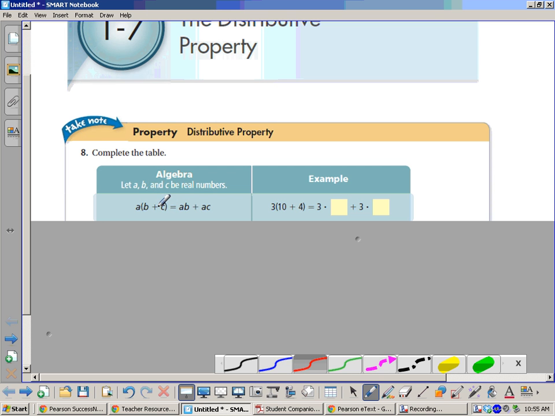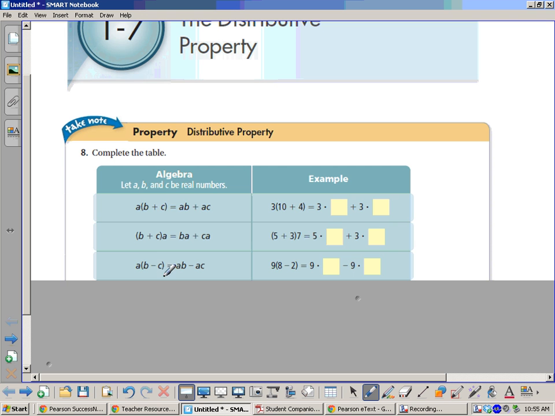Now we use the distributive property when there's adding or subtraction going on inside the parentheses. So this letter here, A, next to the parentheses, is telling us to multiply by this sum. So we take that A and we just put it on both variables that are inside. So A goes next to B and A goes next to C.